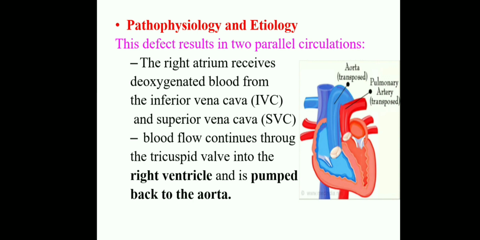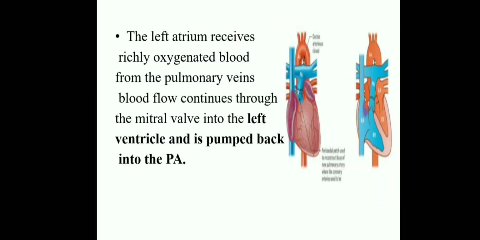All of you clear? And coming to the next, the left atrium. So opposite, the left atrium receives the oxygenated blood from the pulmonary veins, and the blood flow continues through the mitral valve into the left ventricle and is pumped back to the pulmonary artery. But actually, this left ventricle, where may it go? It may go to the aorta. But what happened? The left ventricle is pumped back to the pulmonary artery. So in this condition, two different circulations are going on, that is pulmonary circulation and then systemic circulation.